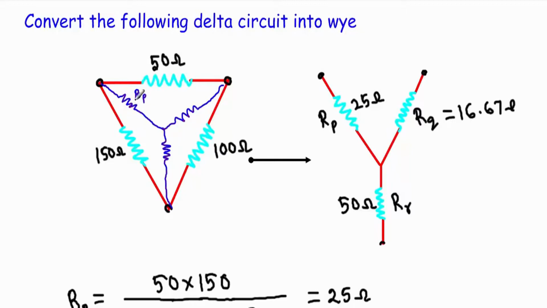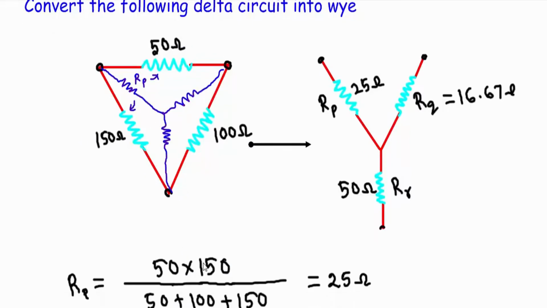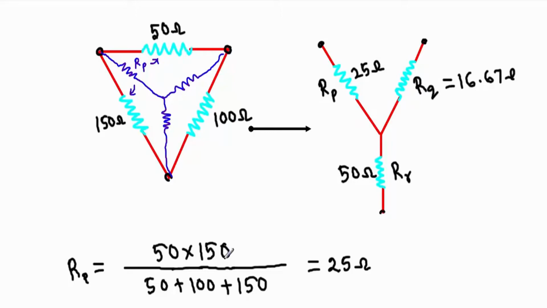If I want to calculate Rp, at first I have to multiply its two adjacent resistors, which are 50 and 150 ohm respectively. 50 into 150, and divide this multiplication by the sum of the three individual resistances. That means 50 into 150 will be divided by the sum of 50 plus 100 plus 150, which will be equal to 25 ohm.